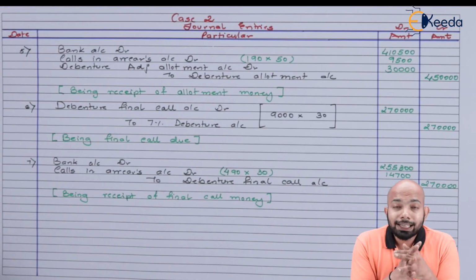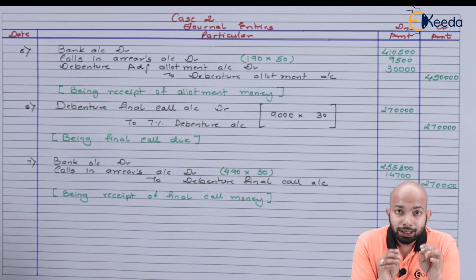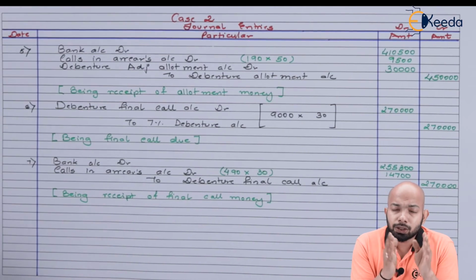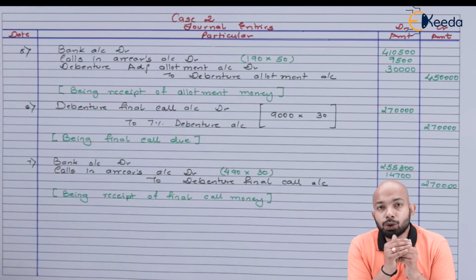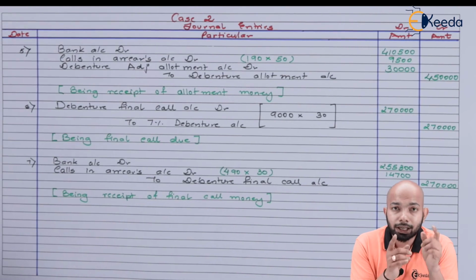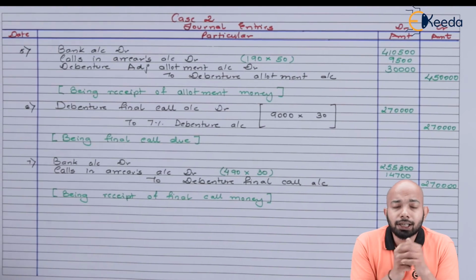Now that all the entries have been passed, we can go ahead and prepare the balance sheet for this specific question. Remember, there is securities premium as well. There are calls in arrears as well. So you have to subtract separately. Make sure the capital for debenture is different. Securities premium is different on the liability side. We'll explain that to you once we start the balance sheet here. Let's start with the balance sheet now.